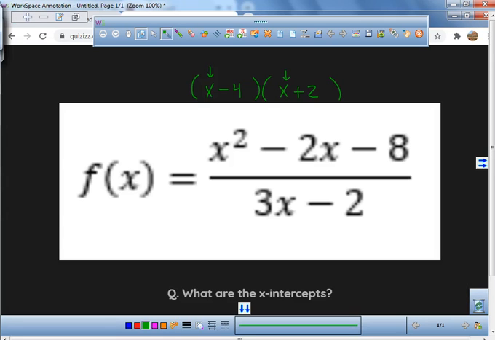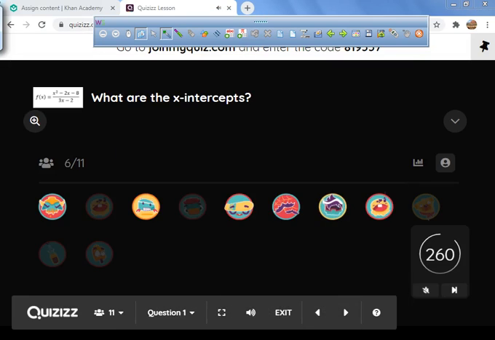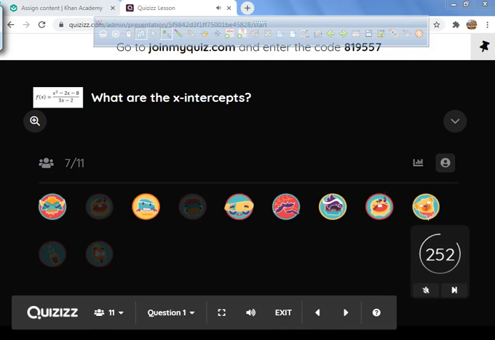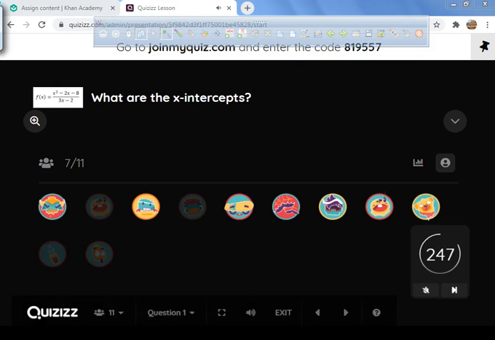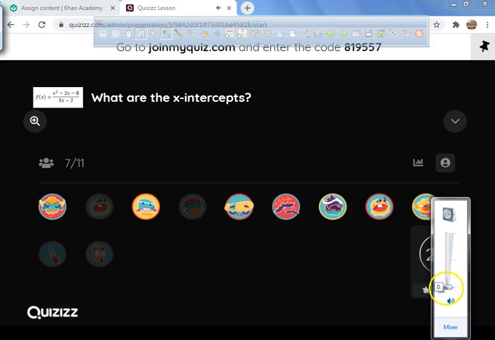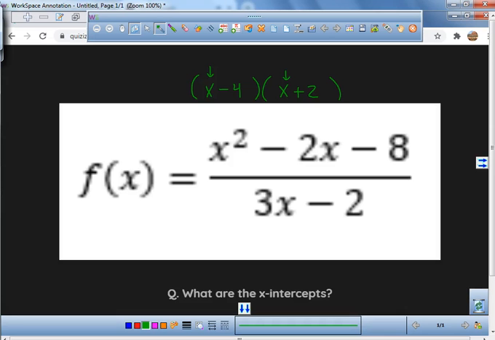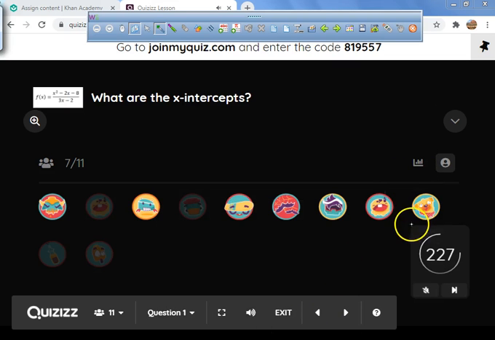If you're not sure what I did there, I factored it. Remember, the numerator is what deals with the 0 of the function. All right, I'm about to end the question. What are my x-intercepts?